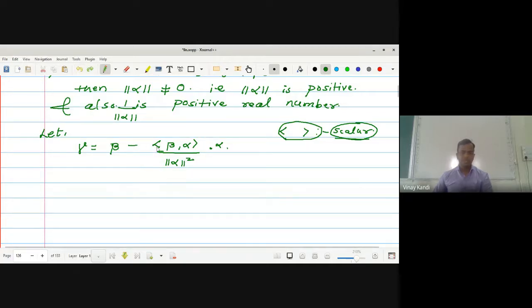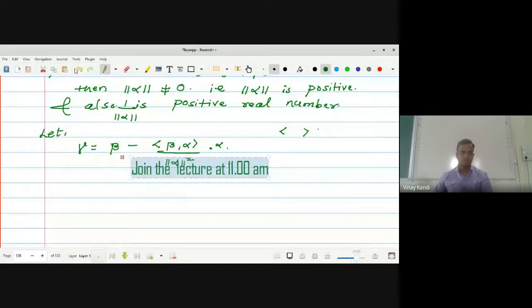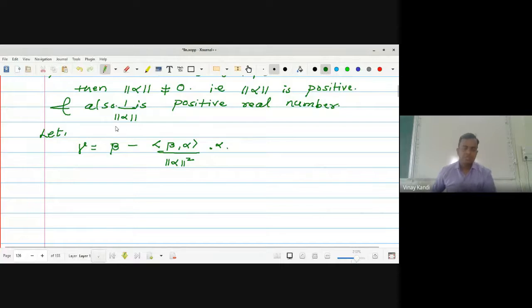Even though this looks different, this whole quantity is a constant. So gamma is equal to beta minus constant into alpha. Any doubt? No, sir. So the nature of gamma is like this. We define gamma equal to beta minus the inner product of beta and alpha upon norm square of alpha, into alpha.